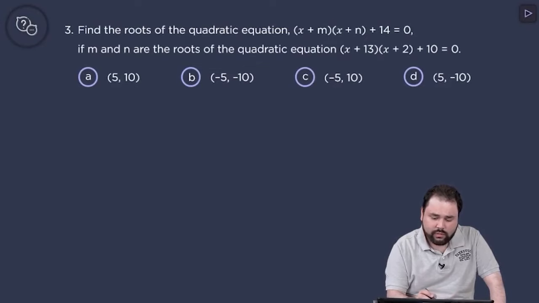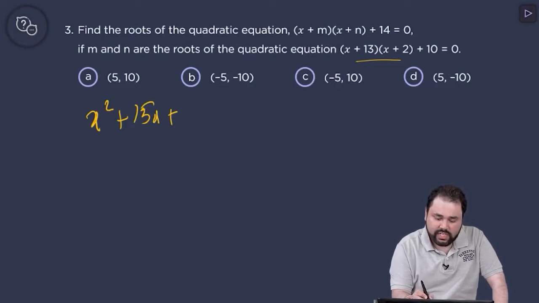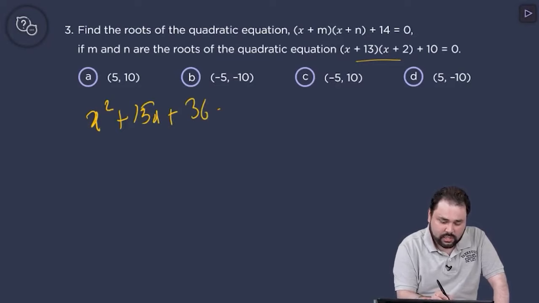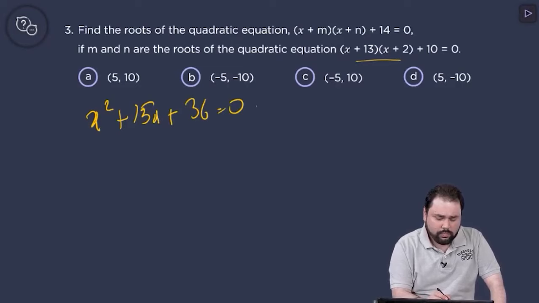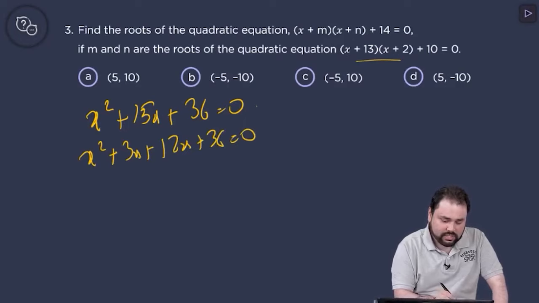M and n are the roots of (x + 13)(x + 2) + 10 = 0. If I open this, it is x squared plus 15x plus 26, plus 10, which is x squared plus 15x plus 36, equal to 0. Now the product is 36 and the sum is 15, so 12 and 3. So x squared plus 3x plus 12x plus 36 is 0. That is x into (x + 3) plus 12 into (x + 3).